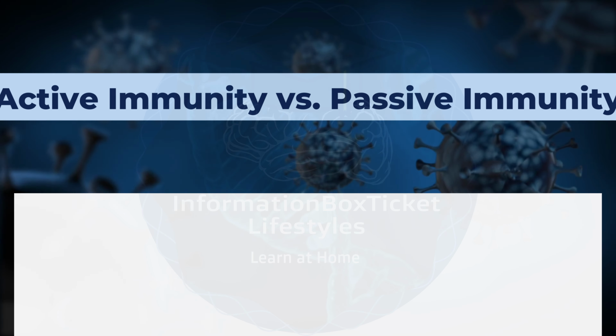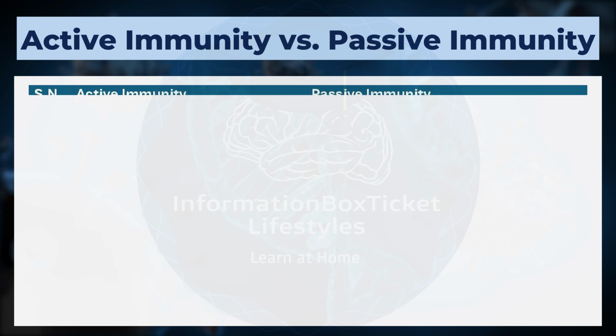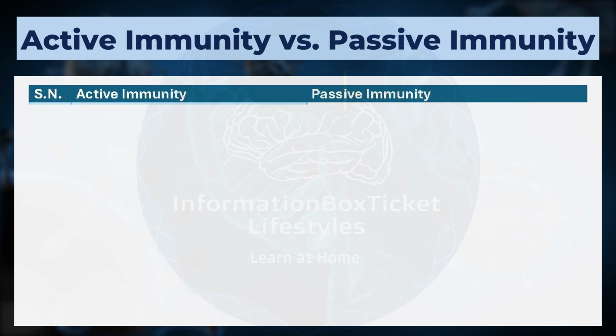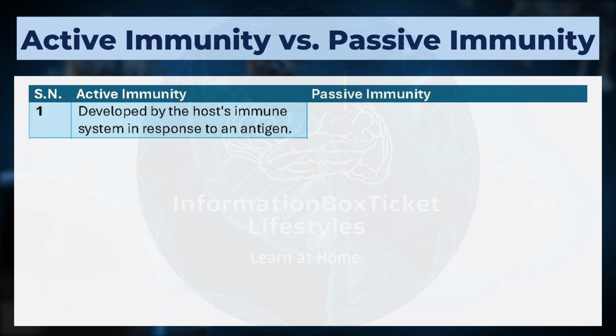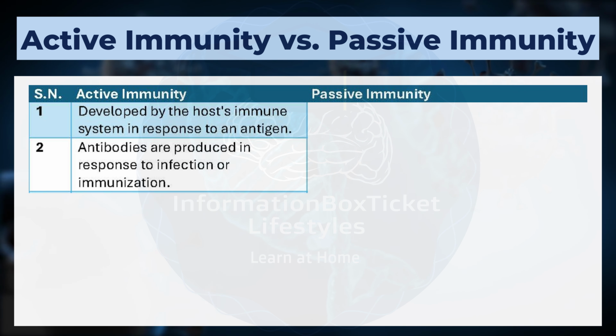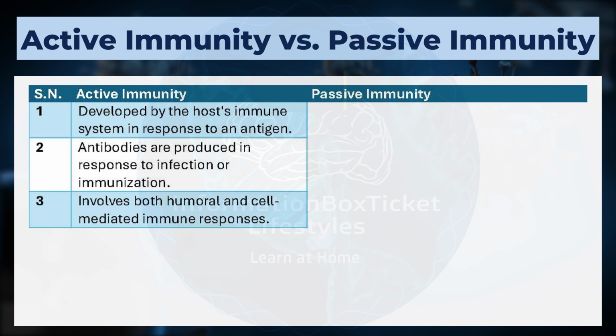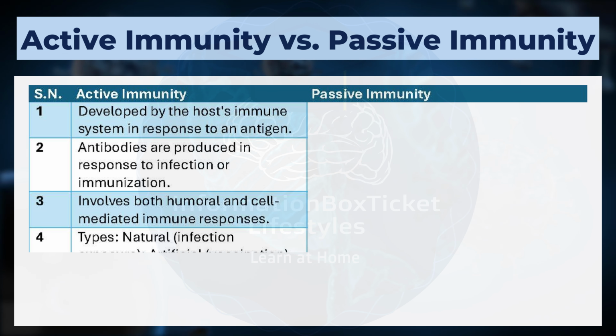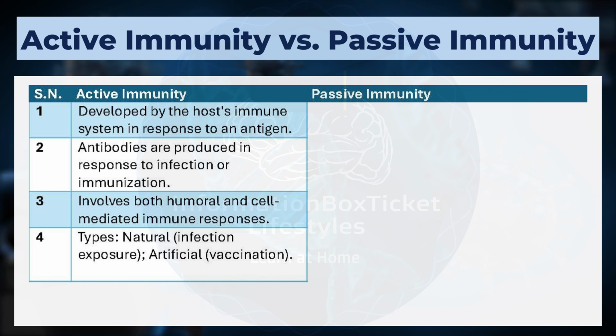Active versus passive immunity. Active immunity is developed by the host's immune system in response to exposure to an antigen. In this process, antibodies are produced as a reaction to infection or immunization. It involves both humoral and cell-mediated immune responses. Active immunity can be acquired naturally through infection or artificially through vaccination.